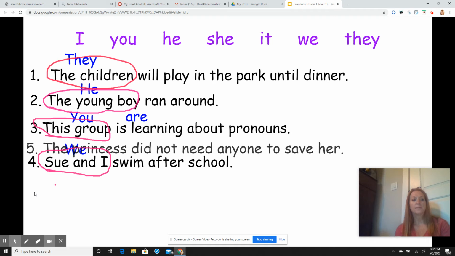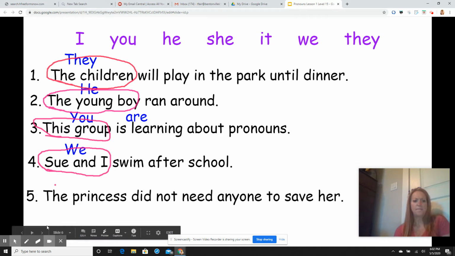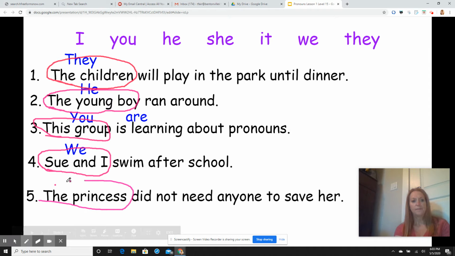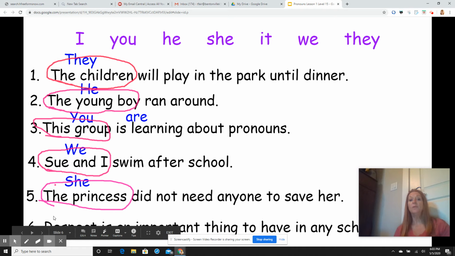Let's look at the next one. We got the princess did not need anyone to save her. What is the subject part of this sentence? That's right. The princess. Now, what could we put in place of the princess? First of all, you got to think, okay, is princess a girl? Does princess mean girl or boy? It means girl. So what would we put in place of princess? That's right. We put she. She did not need anyone to save her.